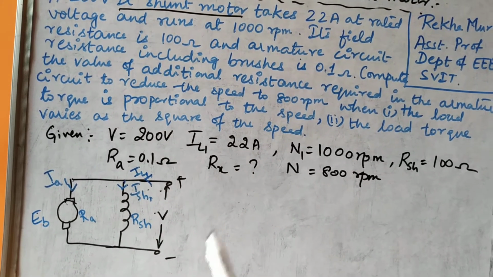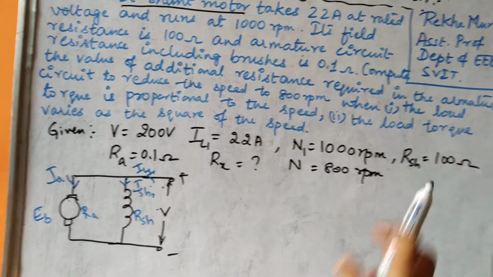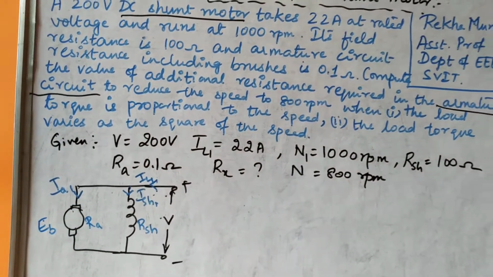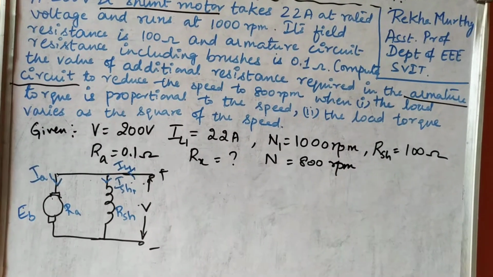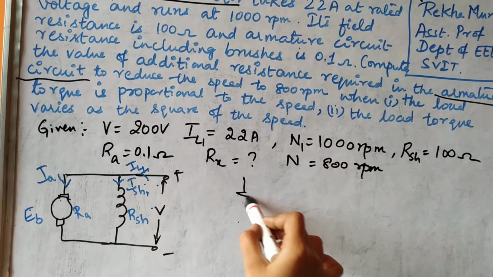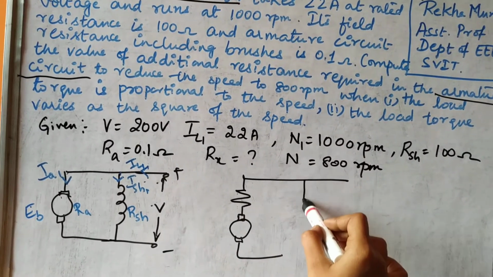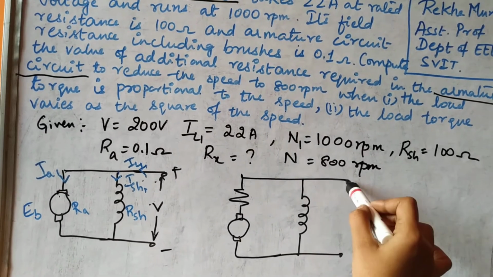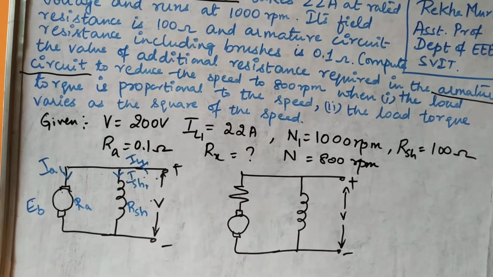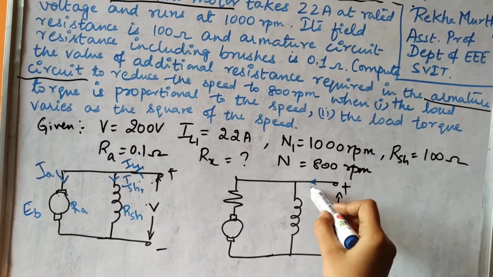Now we have to find out the additional resistance that should be connected in the armature circuit. This is the armature circuit, right? So let us draw the second diagram where the resistance will be added to the armature circuit. This is the field winding, and this will be the voltage supply which is applied here, the same. And here let us denote the current IL2.